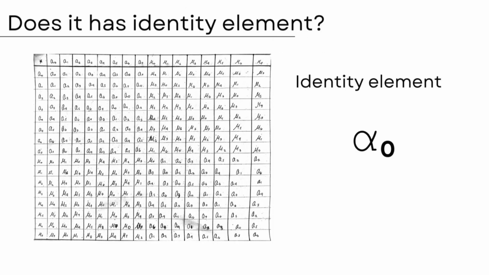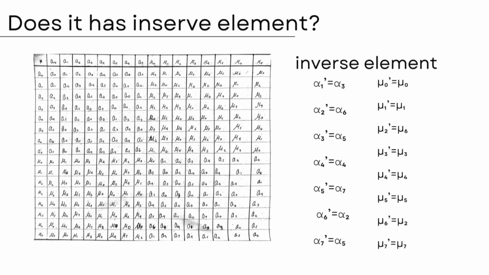So now let's check if the binary operation has identity. So based on the table, the identity element is alpha sub 0 because any element that you will pair to the identity element, the result is itself. So therefore, identity exists. Now we will prove if the binary operation has inverse.